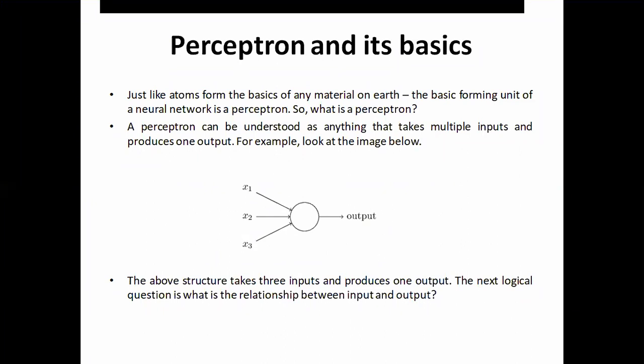Is it okay? So what is the perceptron in our ANN? That is the basic unit of our neural network. Like here it is written, just like on Earth, the atom is a basic unit. Similarly, in our neural network, the perceptron represents the basic unit. That means our ANN is actually made up of multiple perceptrons. They take the inputs and produce one output.